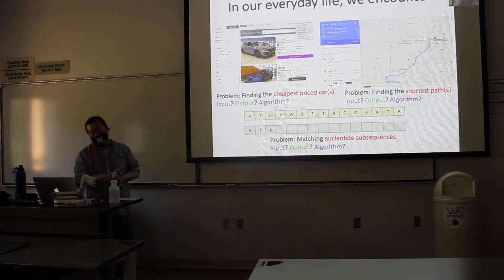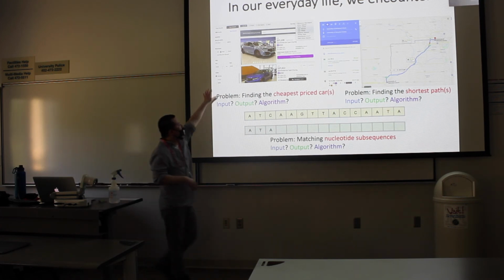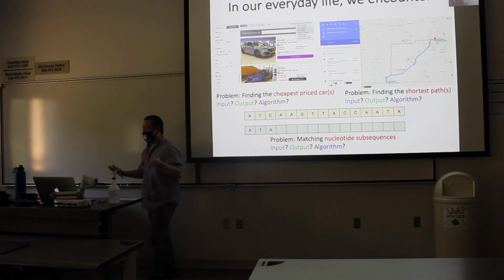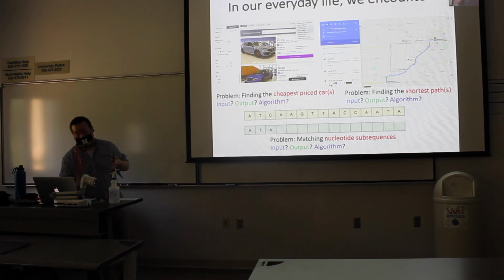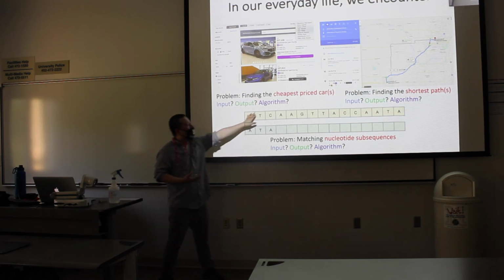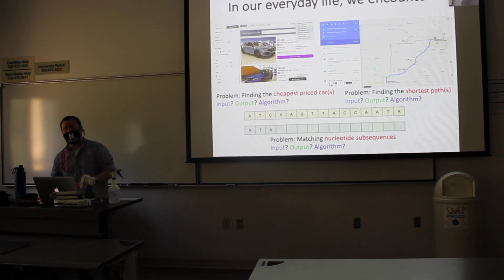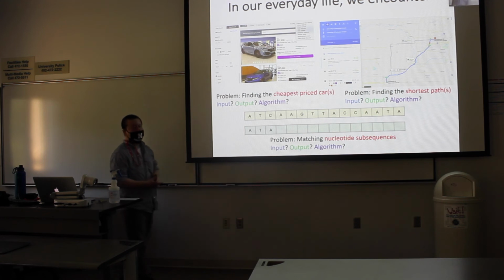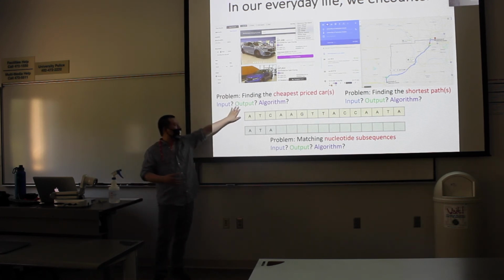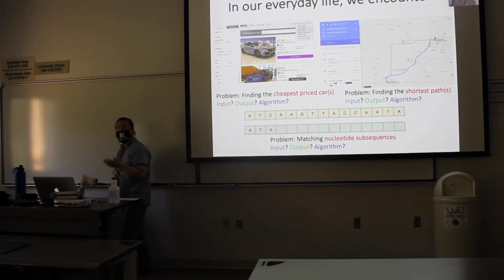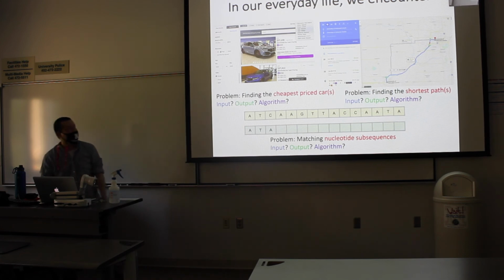Otherwise, I want to give you some examples. So in this case, the input would be what? A list of cars, right? And the prices or something. And the algorithm, again, are the sorting algorithms that you know: insertion sort, bubble sort, quick sort, any sort you can think about. And the output is sorted prices of the cars, or a sorted array.